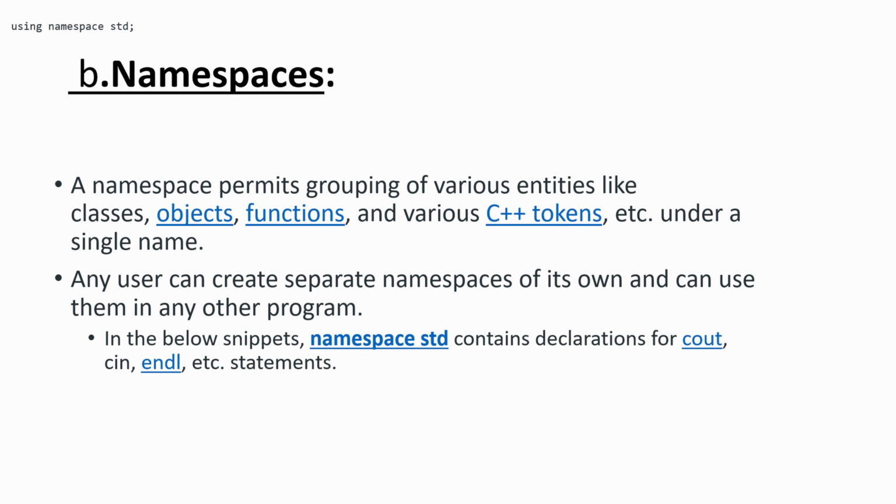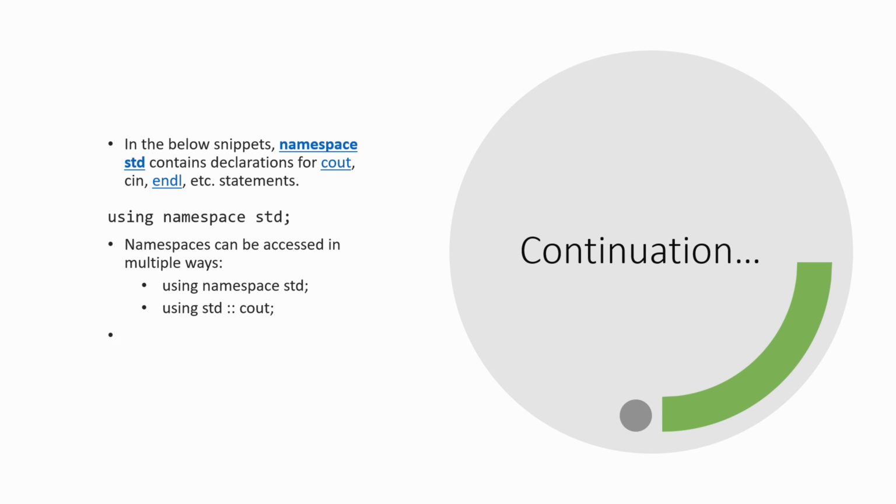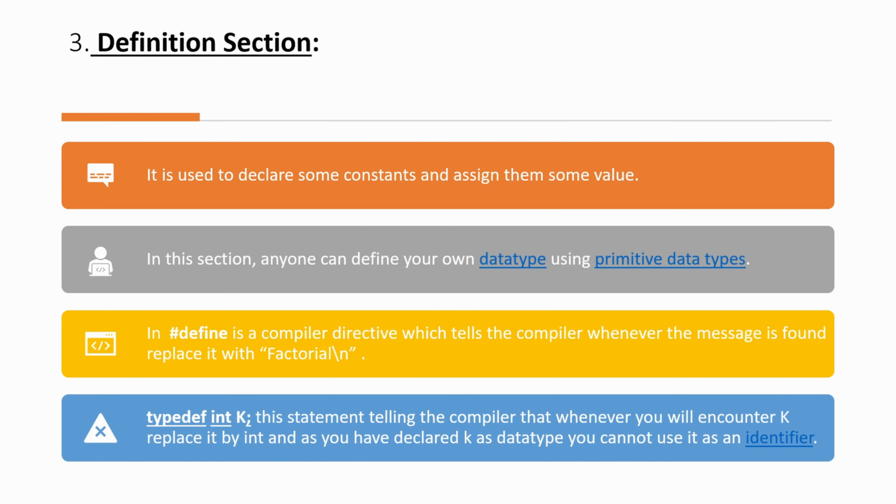Anyone can create a separate namespace of their own and can use it in another program as well. So we use namespace std. This is how we write a namespace: using namespace std, followed by a semicolon, then cout, etc.